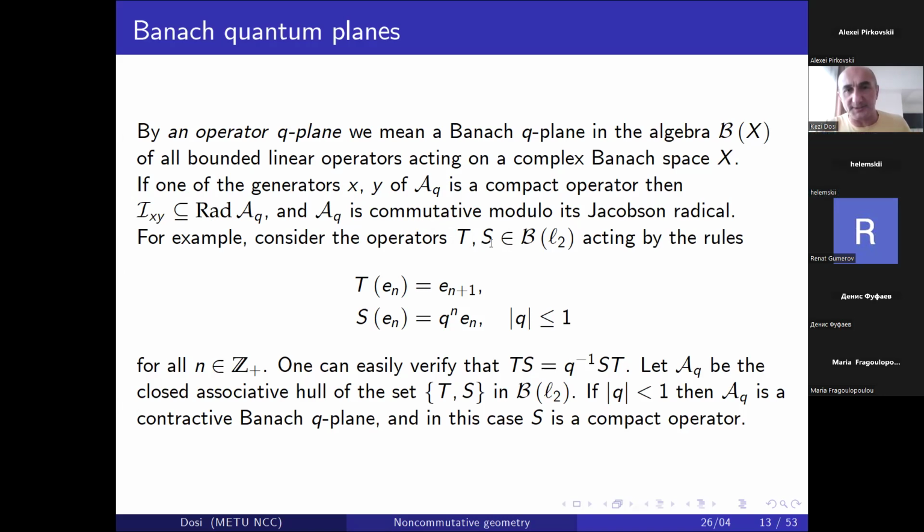Look, a typical example: T and S, a shift operator and a diagonal operator. These two generate the Q-plane. This is a famous example of T and S. So if Q is less than 1, S, can you see, is a diagonal operator. The diagonal tends to 0, so it turns out to be a compact operator. So the closed associative hull of T and S will be commutative modulo the Jacobson radical. Look, this is a typical case when this happens.